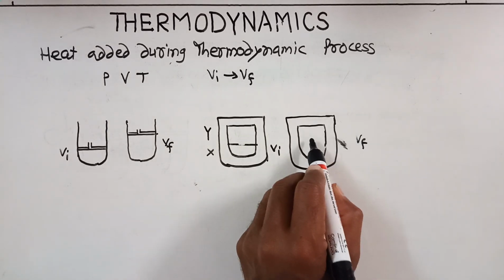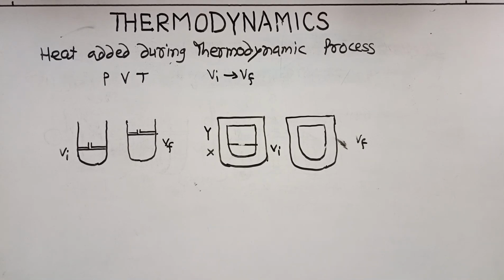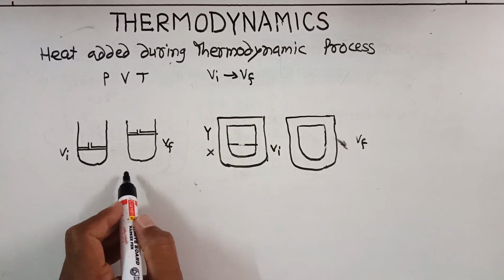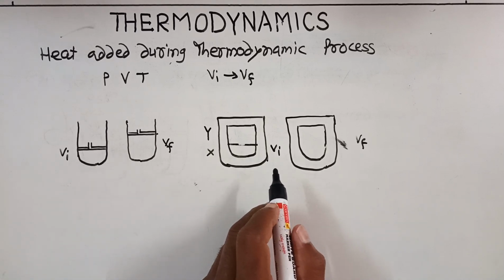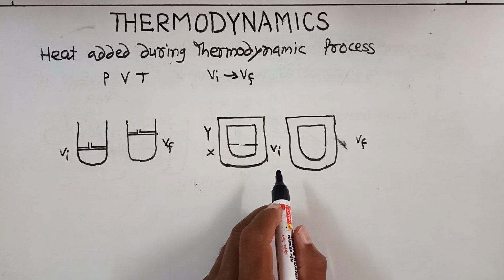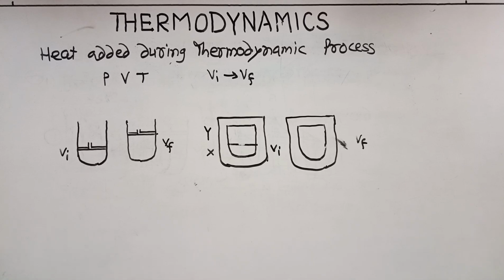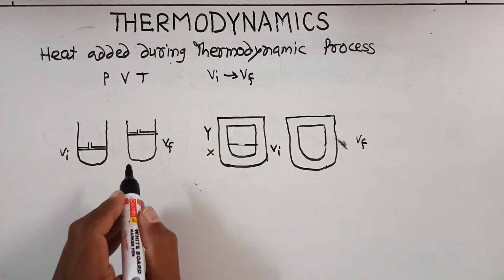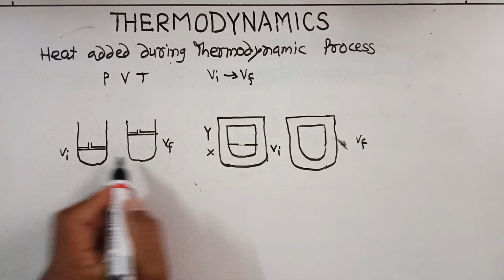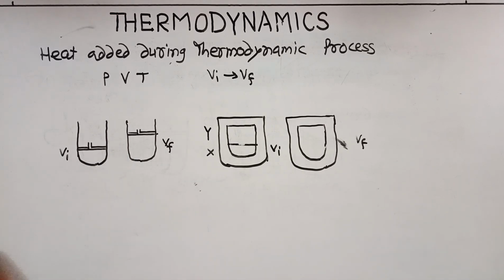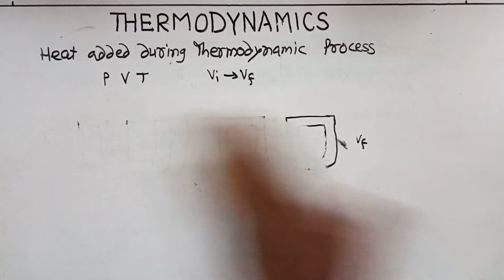We achieve this final state in two different paths, in two different ways, by adding heat and by not adding heat. Here we may conclude that heat transfer to a system also depends on the way, the path. In this path the heat is transferred to the system.